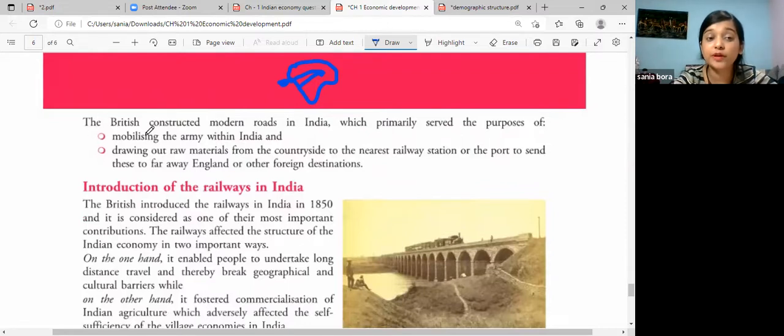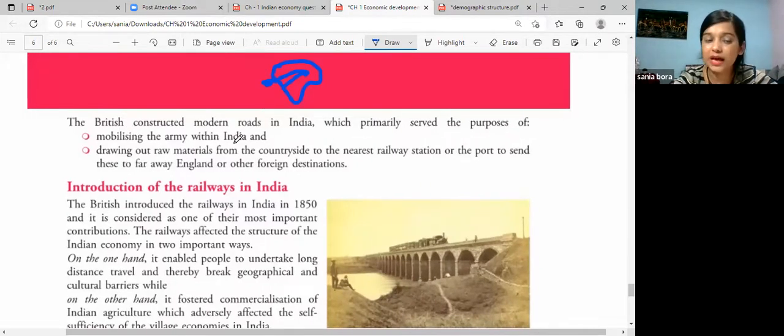And after that, you'll write: the British constructed modern roads in India, which primarily served the purpose of, first, mobilizing the army within India, and second, drawing out raw materials. Okay, till here, let me try.